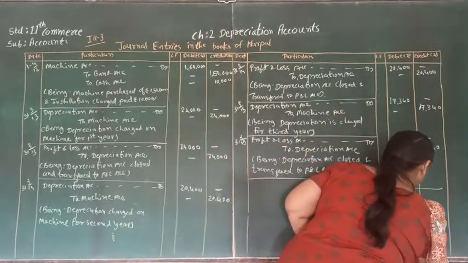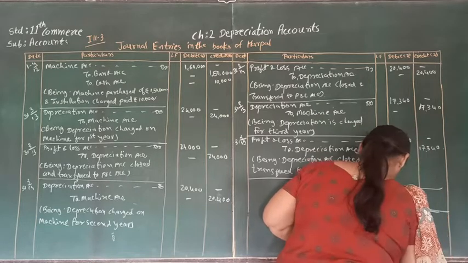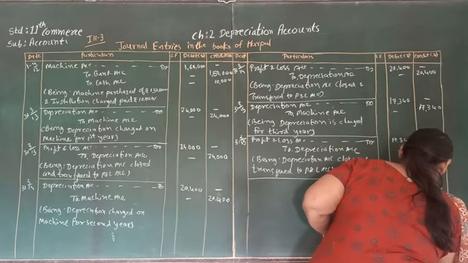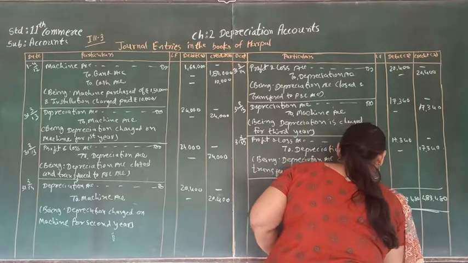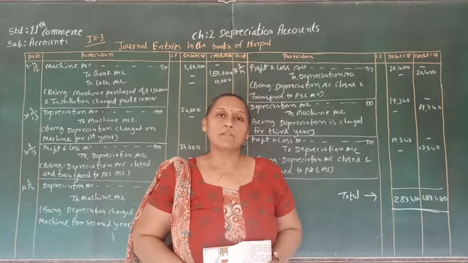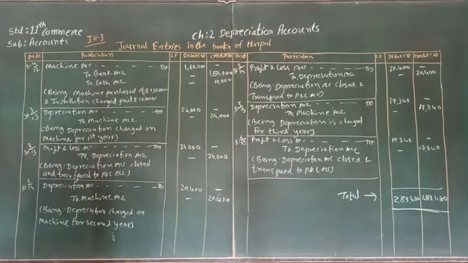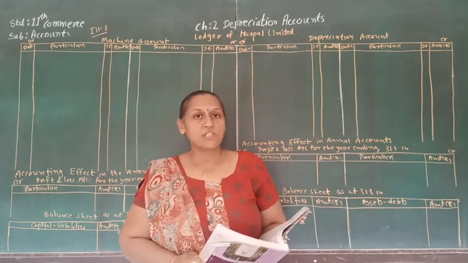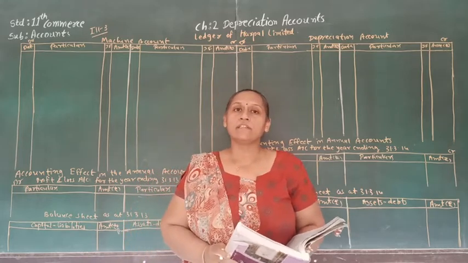Let's make the total of this. That will be 2,83,480. 2,83,480 total. So students, you may note down this, then we will see depreciation account as well as machine account. Prepare machine account as well as depreciation account, and let's make the effect in the final account.